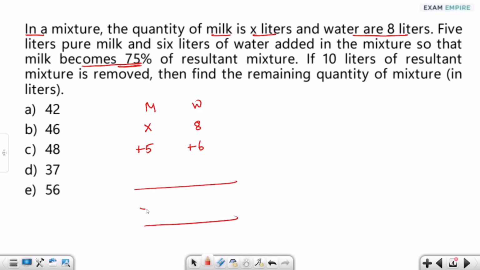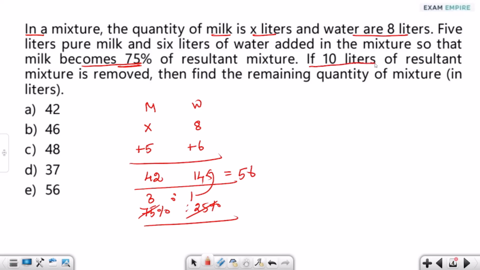Milk is 75%. Out of 100%, 75% is milk, which means the remaining 25% will be water. So the ratio will be 3:1. But if you observe, the total liters of water is 8 plus 6, which is 14. So if 1 is equal to 14, then 3 will be 42. So the total mixture is 56.